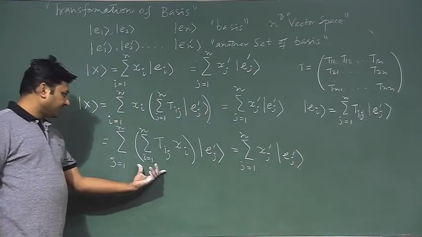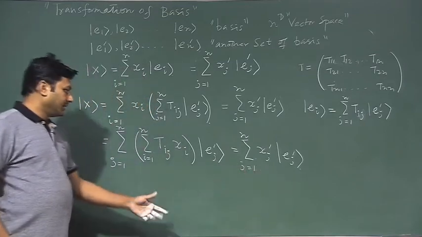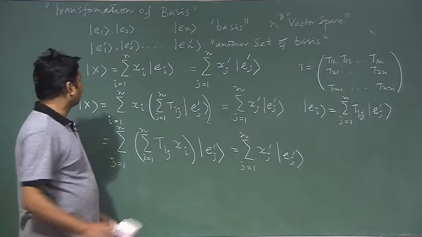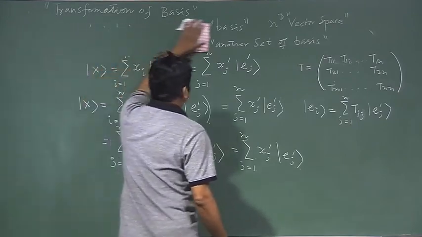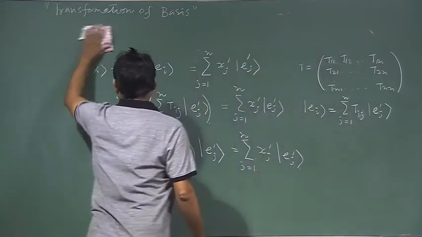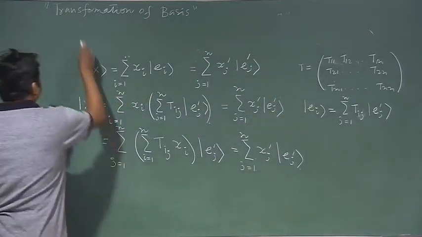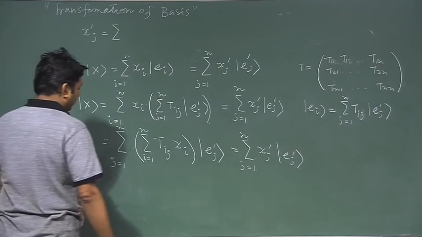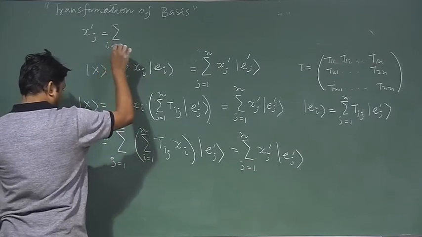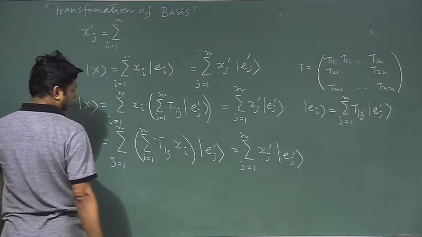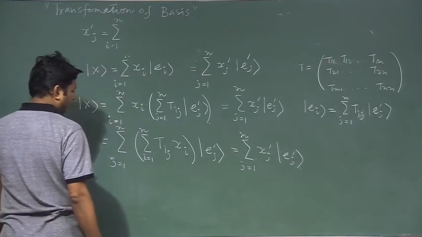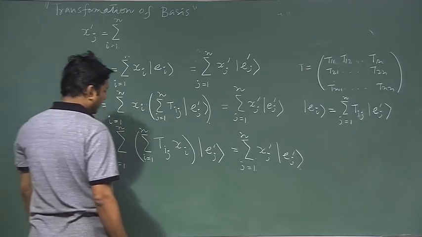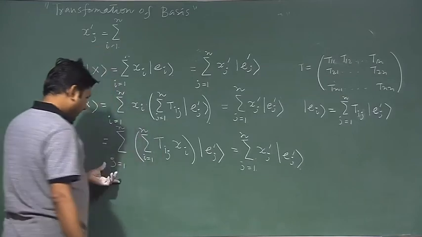Fine. So if I compare the components of e_j prime on the left hand side and the right hand side, I can figure out the component. So the component is now in my hand. x prime j is nothing but the summation over i from 1 to n. Let me check once again if it is correct.